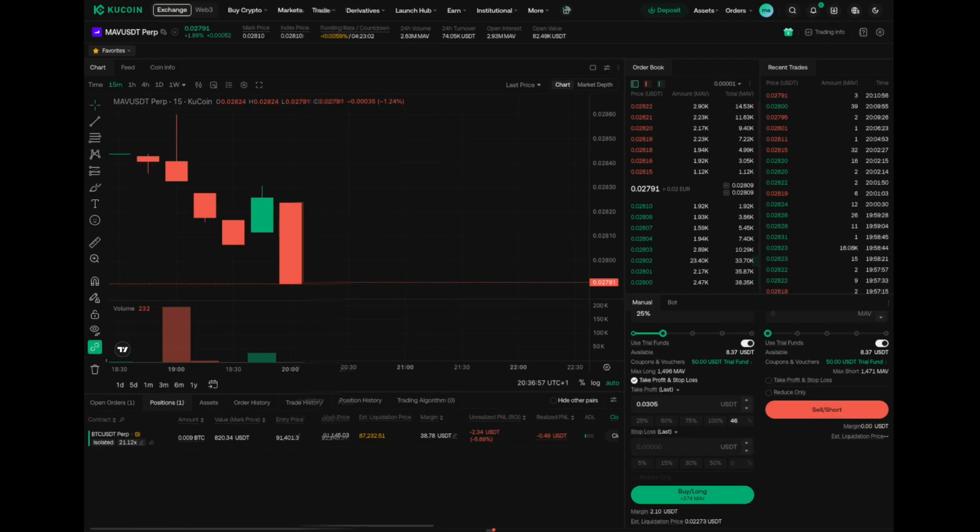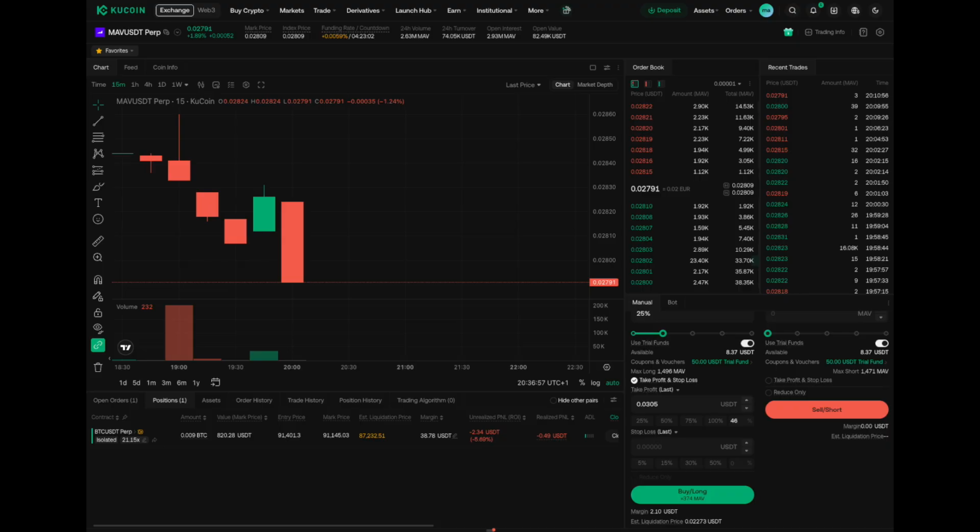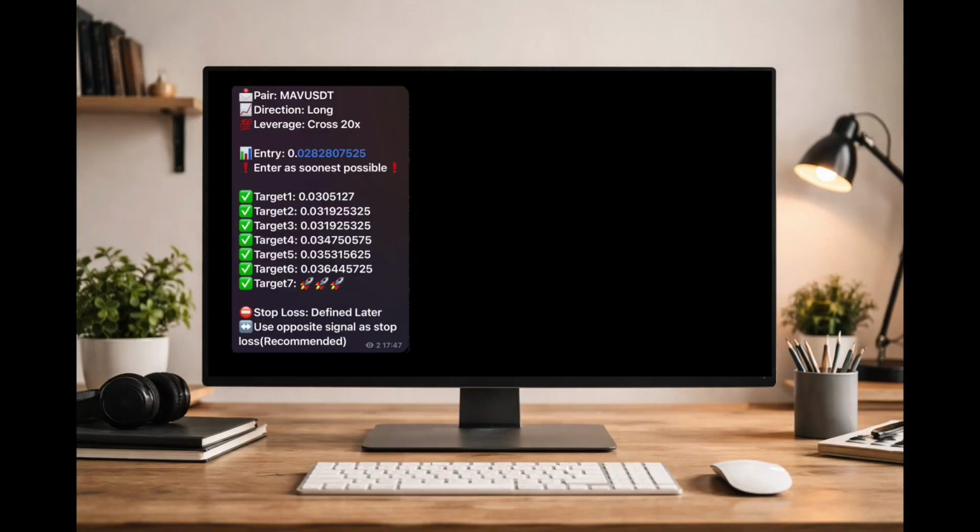We enter the first target and set the order type to market, so the position is closed automatically when the price reaches that target. For each take profit target, we repeat the entire process and place a separate individual trade for every single target. This means that each target is bought as its own position and managed independently.